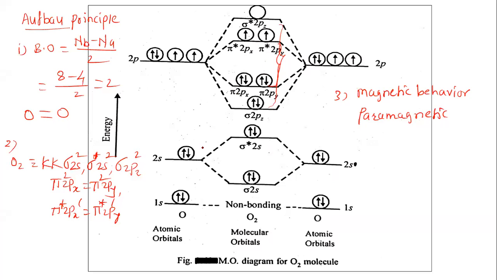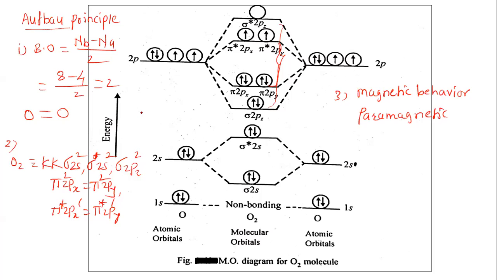So on the basis of this MO diagram, we have to explain bond order, electronic configuration and magnetic behavior. And we also understand the number of bonds between the 2 oxygen atoms. There is a double bond between the 2 oxygen atoms. Okay, so this is the explanation for the oxygen molecule.